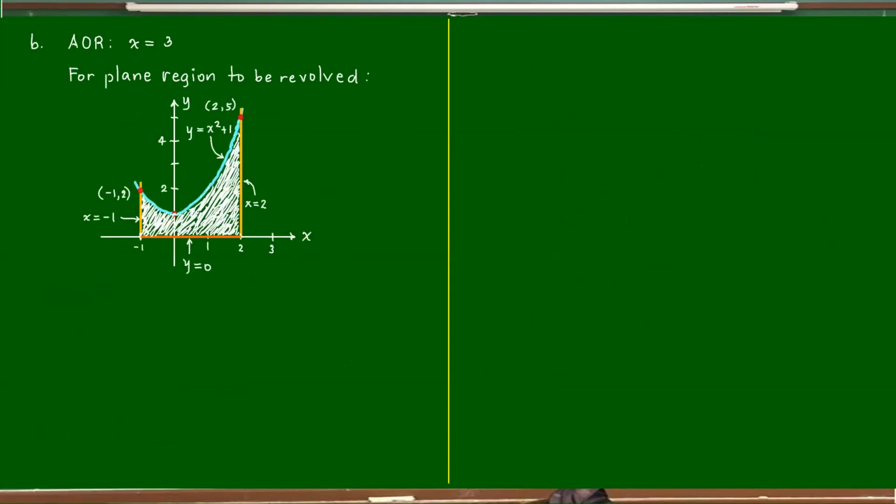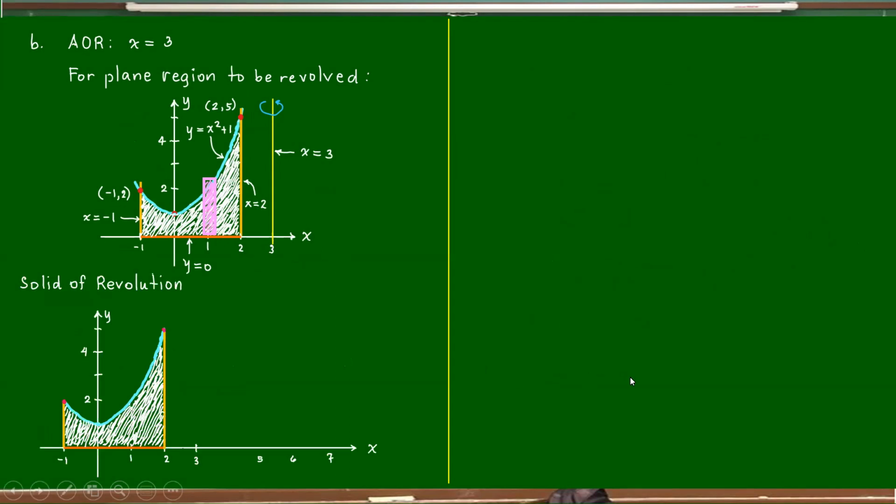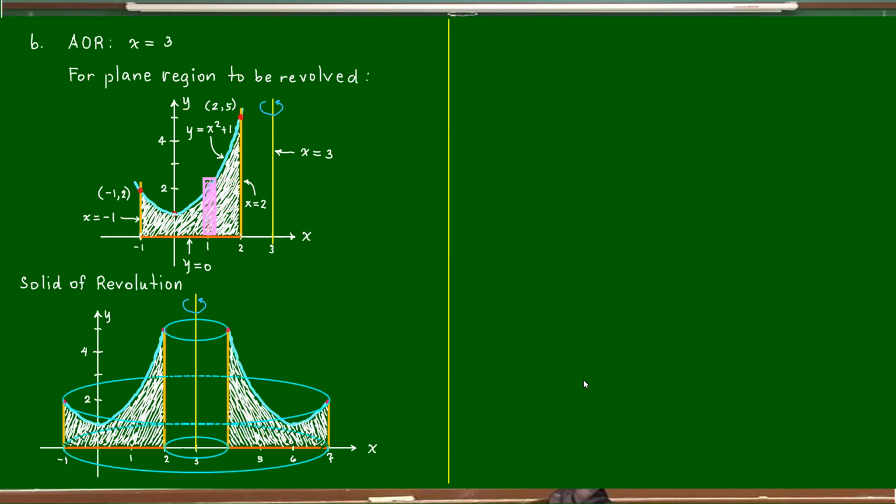What about letter B? If the axis of revolution is x equals 3, the plane region to be revolved is the same region. So the only difference is the axis of revolution. So this is the line x equals 3. The appropriate element is vertical for this type of region. As expected, since this is parallel to the axis of revolution, a cylindrical shell is formed. So for the solid of revolution, let's revolve about the line x equals 3. So that's the solid generated. Along with this, the area element will also revolve, of course, forming this shell.